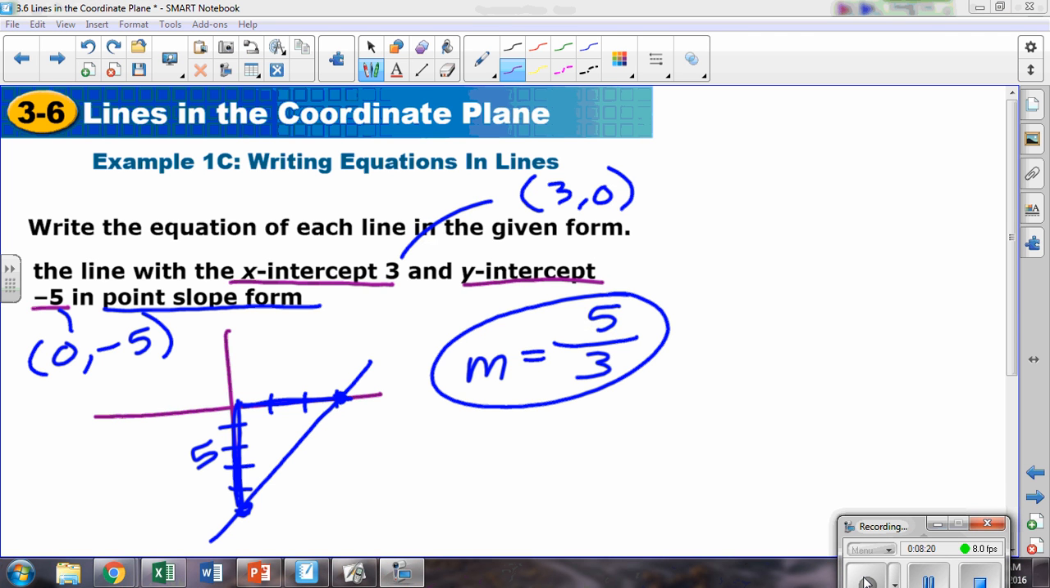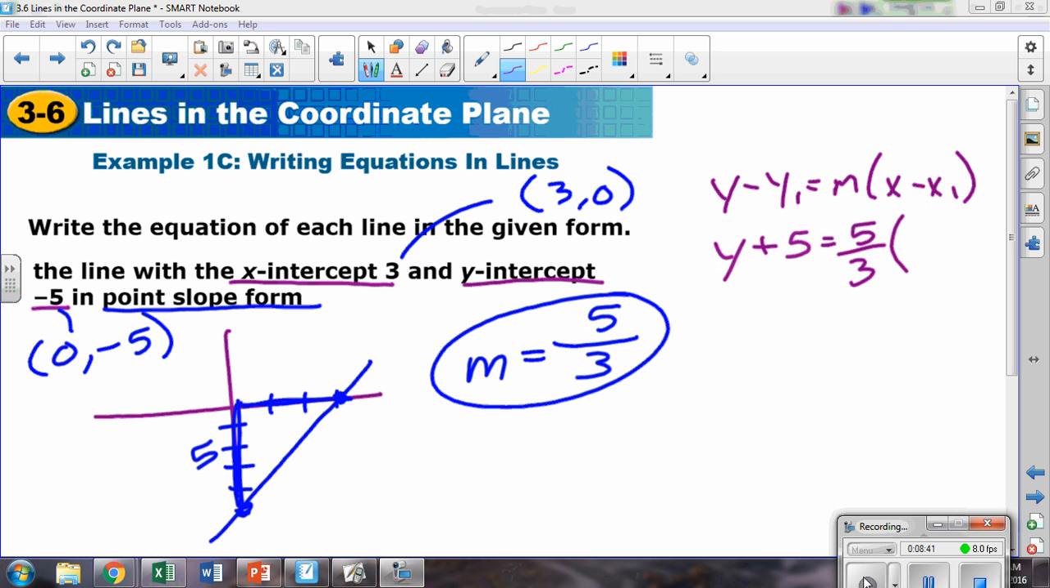Choosing 0, -5, we would have point slope form again. And now just plug them in. Y minus y1. Y subtract the -5 would be add 5, just like before. We calculated the slope as 5/3. And we've got x minus 0. That's point slope. We're done.